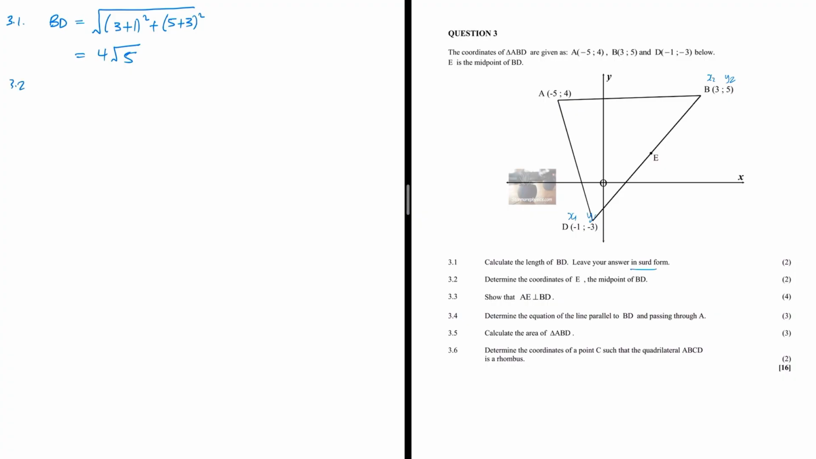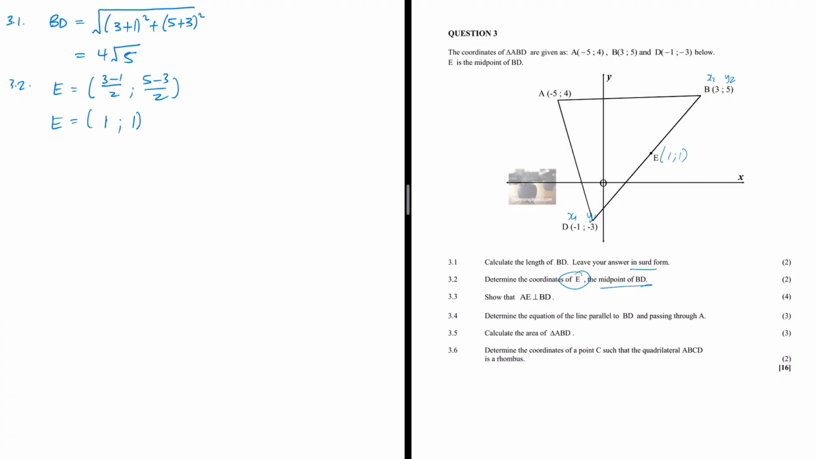Question 3.2 says, determine the coordinates of E, the midpoint of BD. To calculate the midpoint, you just add the two x values and divide by 2, and add the two y values and divide by 2. So the coordinate E is going to be 3 minus 1 divided by 2, and 5 minus 3 divided by 2. So 3 minus 1 is 2, 2 divided by 2 is 1. And the same thing for the y coordinate, 1. So E is going to be 1 and 1.